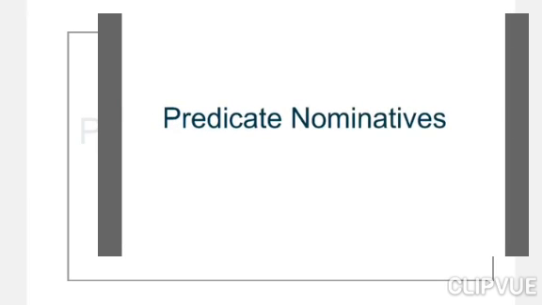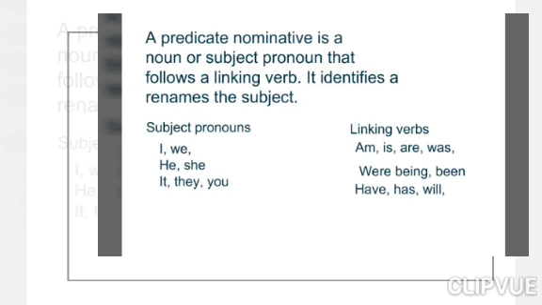Hello everyone, today we are going to be talking about predicate nominatives. A predicate nominative is a noun or a subject pronoun that follows a linking verb. It identifies and renames, listen to this, renames the subject.